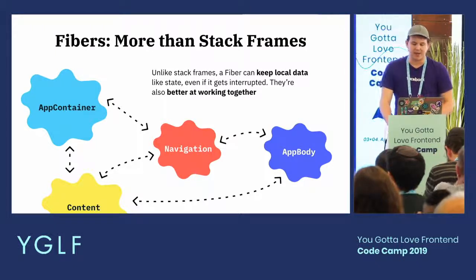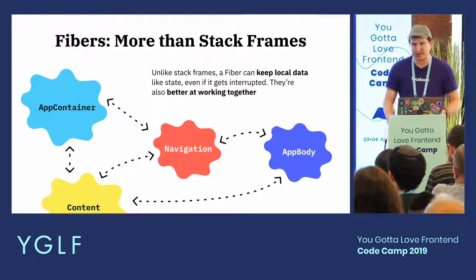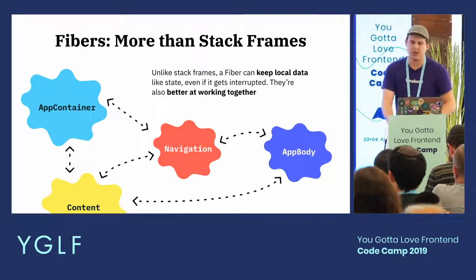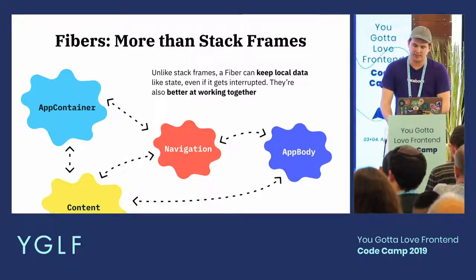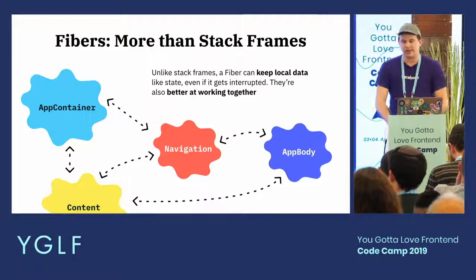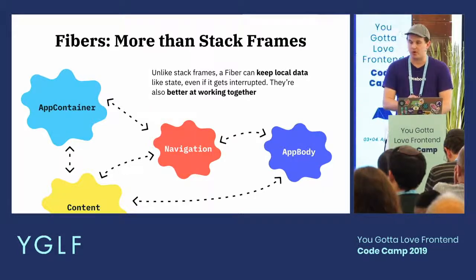And unlike stack frames, fibers can actually keep around local data, like state, even if they're not currently active. With functions, once the function is done executing, anything that was local to that function, like local variables, is gone. And that's not the case with fibers. So if React gets interrupted while rendering, it can resume rendering that fiber with very minimal overhead. Almost all of the work that it has done can be preserved, which makes interrupting and resuming a relatively cheap process.